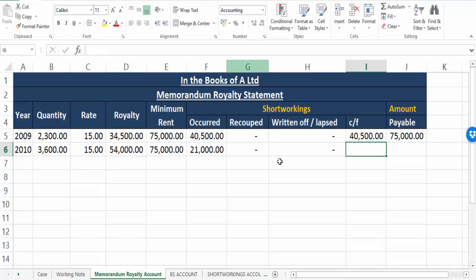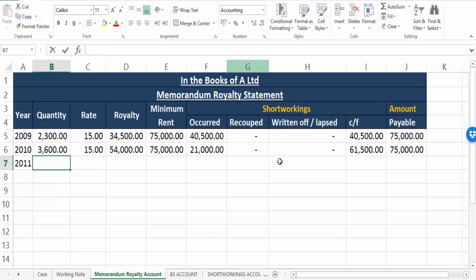So what is going to be carried forward? Whatever was there last year plus short workings of the current year minus recoupment minus write-off. So what will be carried forward is 61,500. And what is the royalty that is payable? Minimum rent, because minimum rent is greater than the royalty, which is 75,000. Moving on to year 2011.